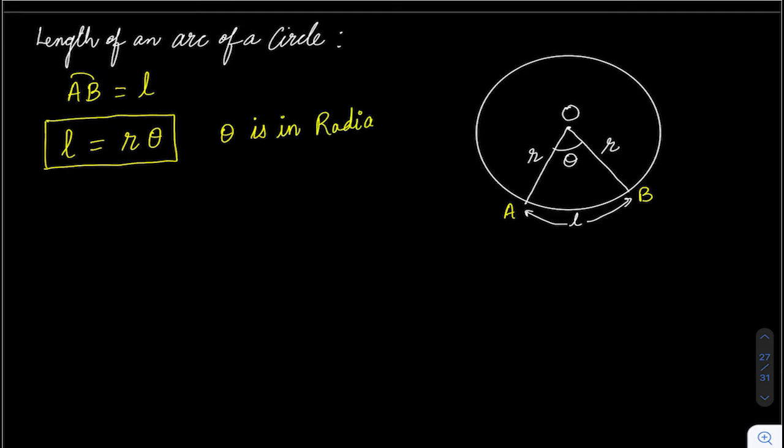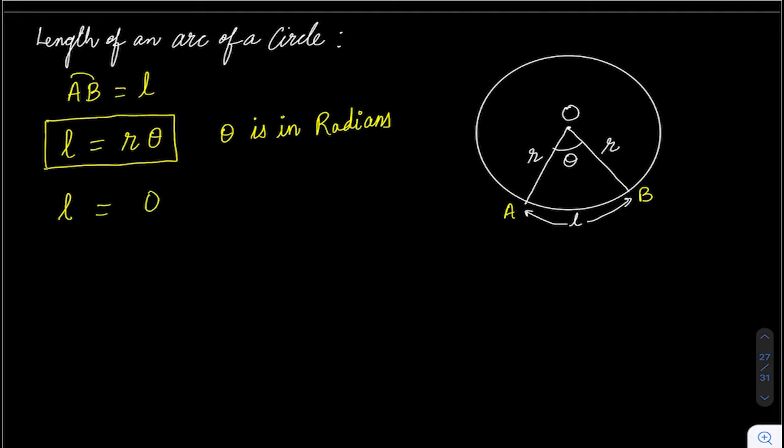So sometimes they can give you the angle in degrees also. So first convert the degree angle into radians and then use this formula for finding the length of an arc. The length of arc AB is R into theta, where theta is in radians. Now I can give you the formula in degrees also if you want.